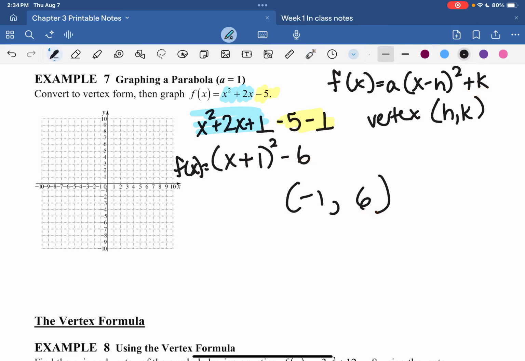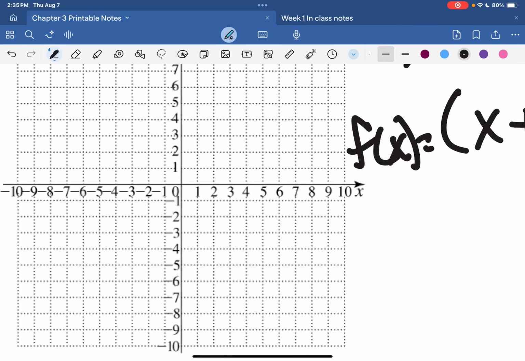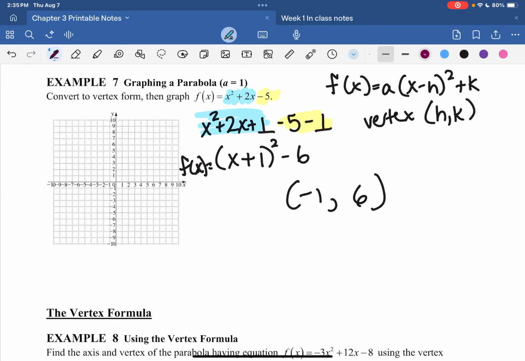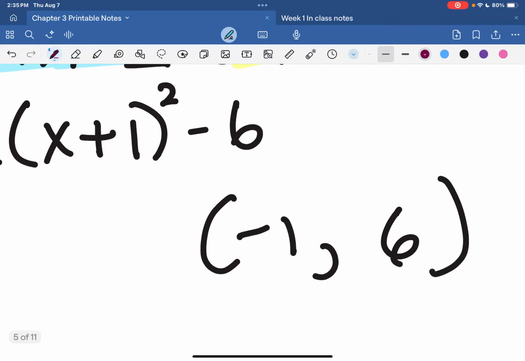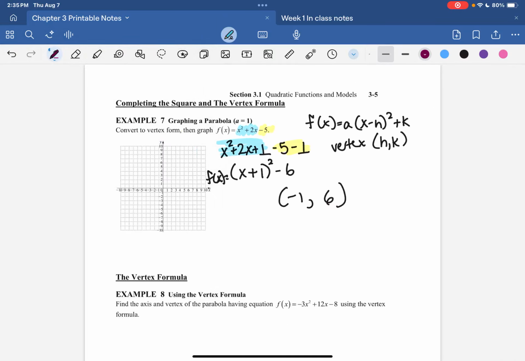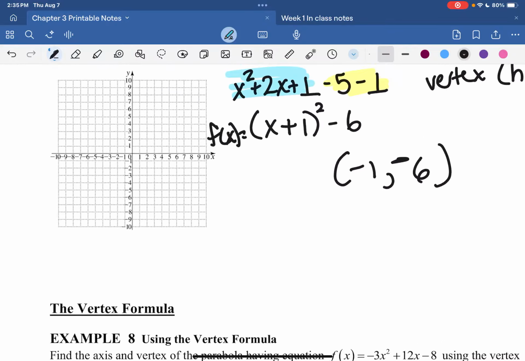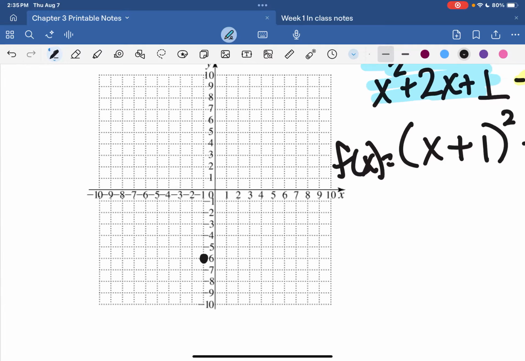Okay. Then we're going to go over here and graph it. We're going to plot our vertex. Our vertex is -1, -6. Shoot, -6. -1, -6, because it's the same. So then we're going to go -1, -6.